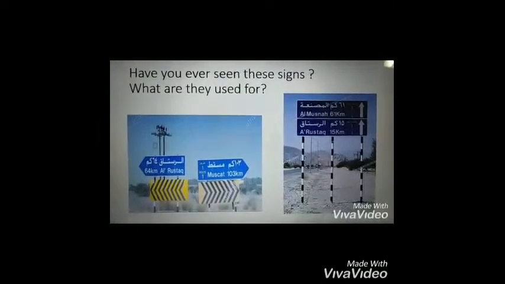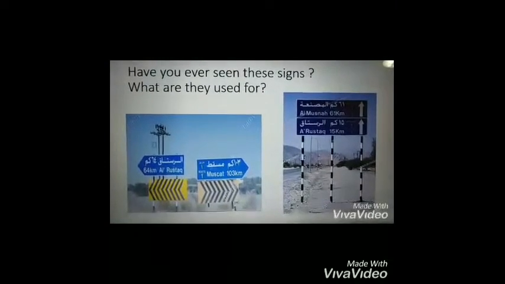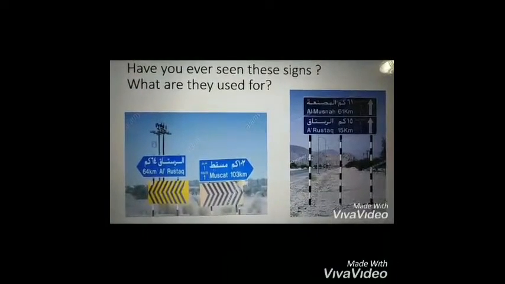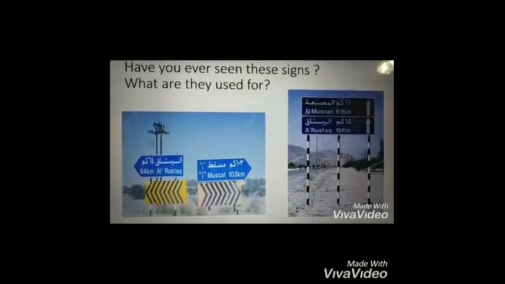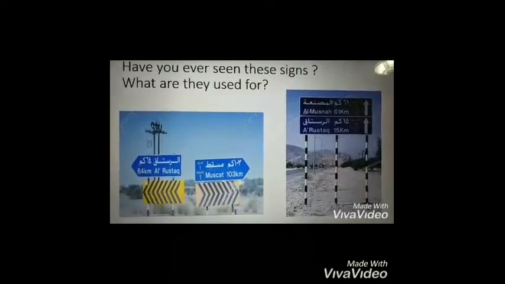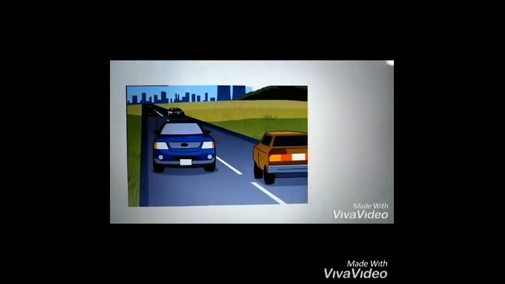Look at these two pictures and tell me, have you ever seen these signs before? And what are they used for? Read what is written in these signs. Arostak 64 kilometers. Muscat 103 kilometers. What do we mean by this? We see these signs when we are riding or driving the car and on our way to home or school or somewhere else. So these signs are used to tell us the distance between two different places.